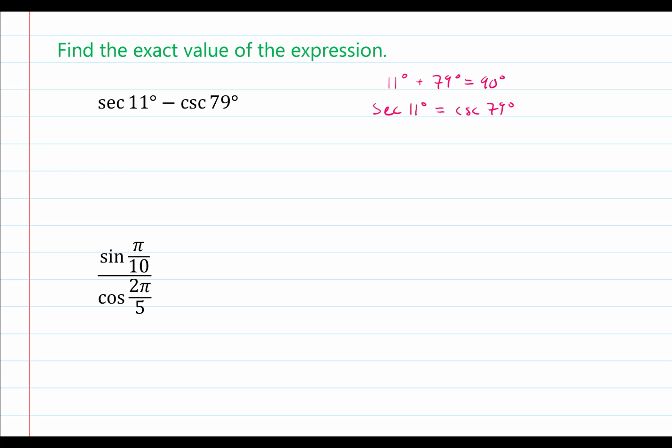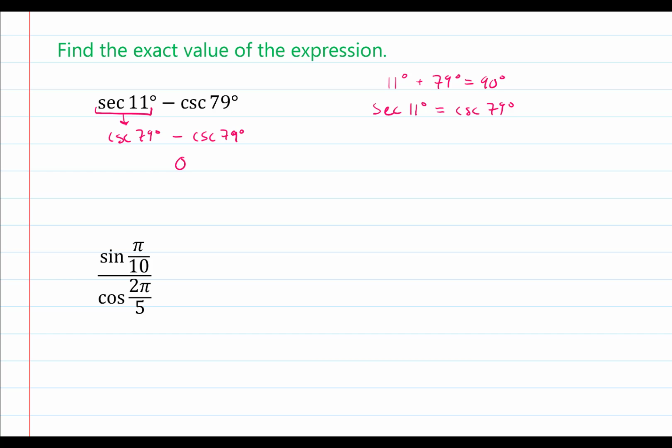It doesn't really matter which one you choose. I will simply choose the first one just because it is first. And so I will replace secant of 11 degrees with cosecant of 79 degrees because they are equal. We still are subtracting cosecant of 79 degrees. And so the result is that the difference of these two trigonometric functions, given that they are the exact same, is going to be 0.